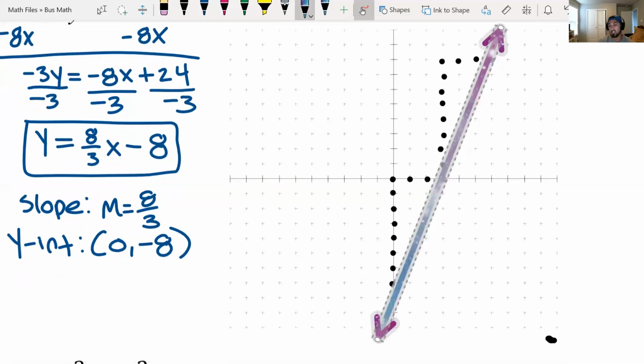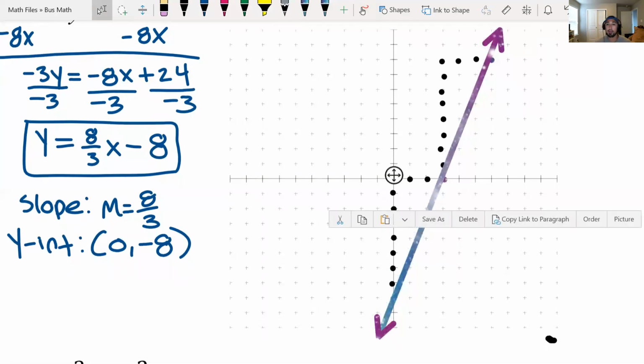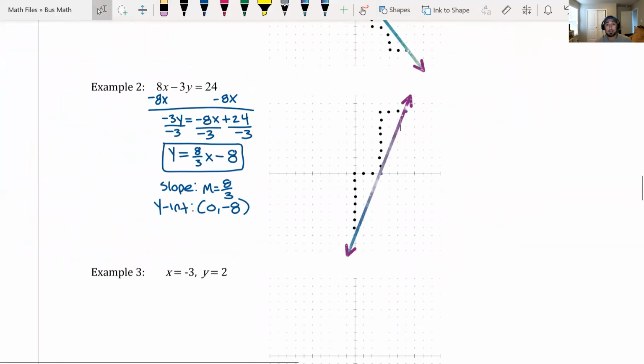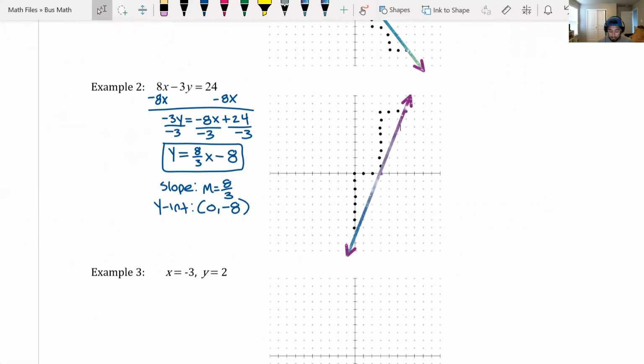And again, close enough. Best I can get with this computer thing, right? All right, there you go. All right. So that's using slope and the y-intercept. Another way to graph.